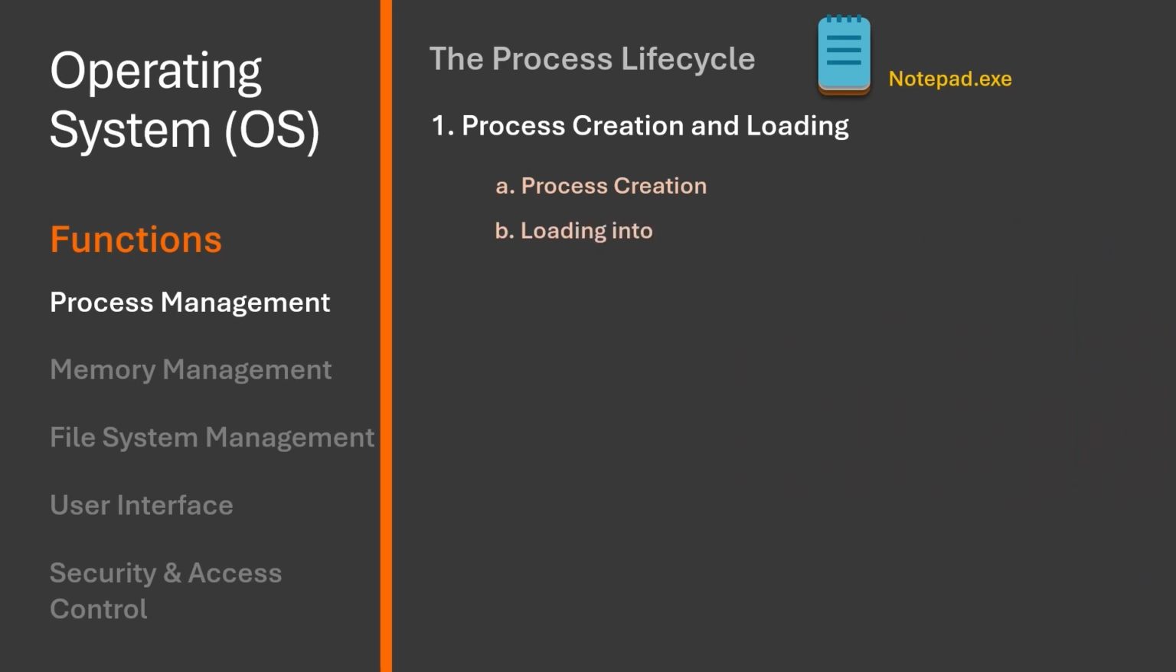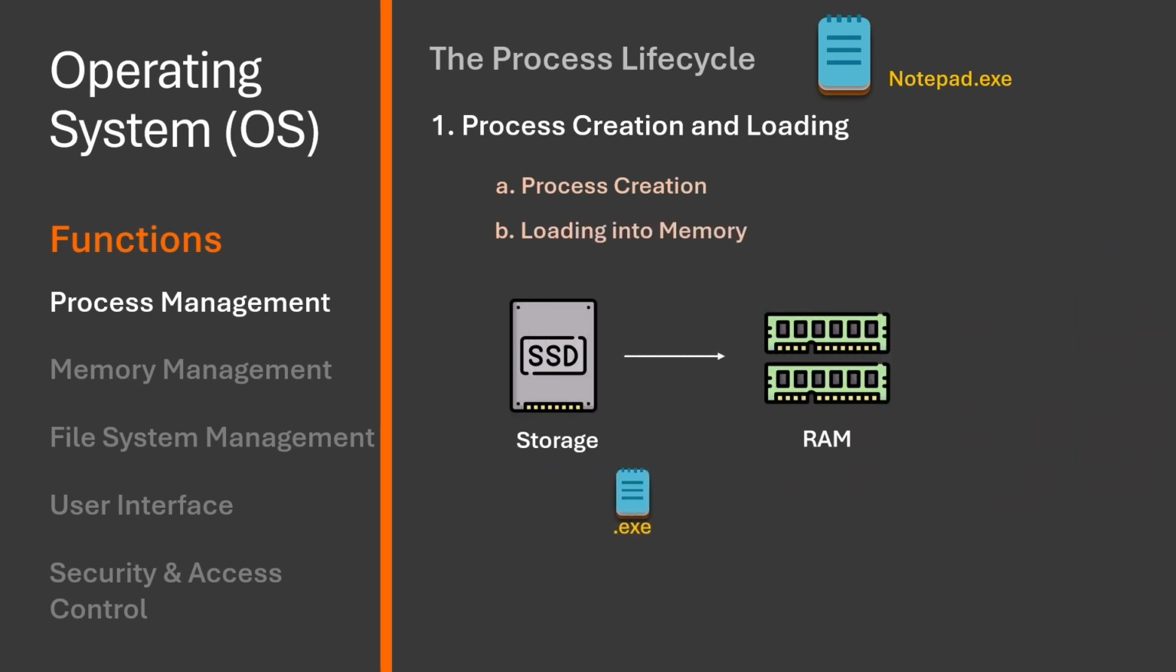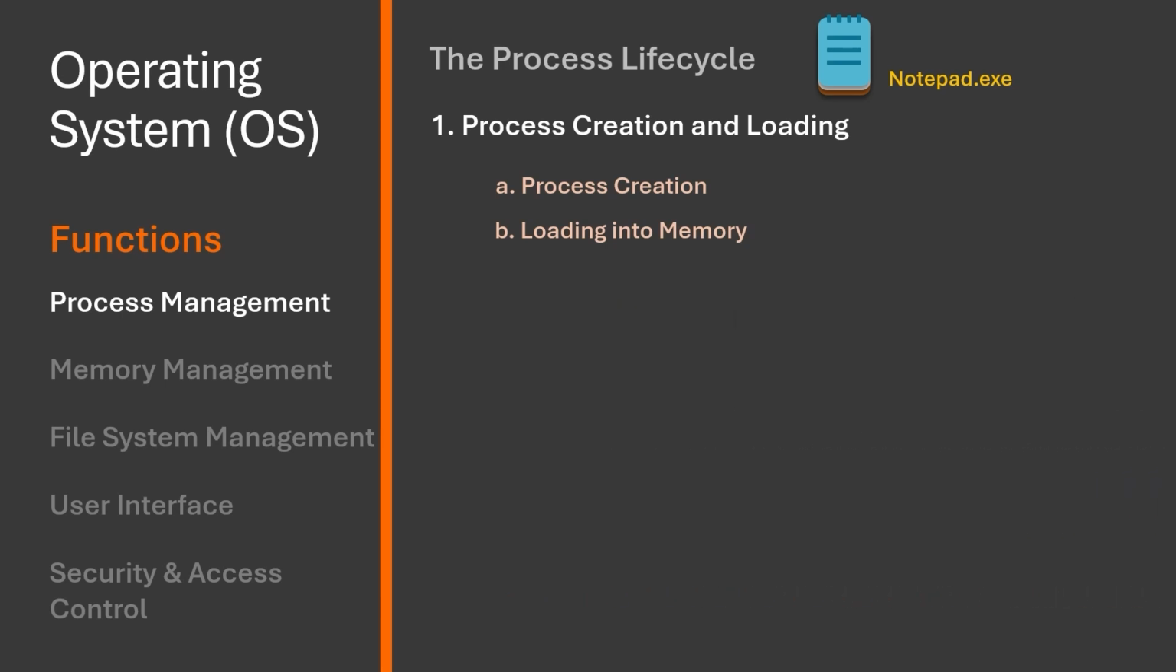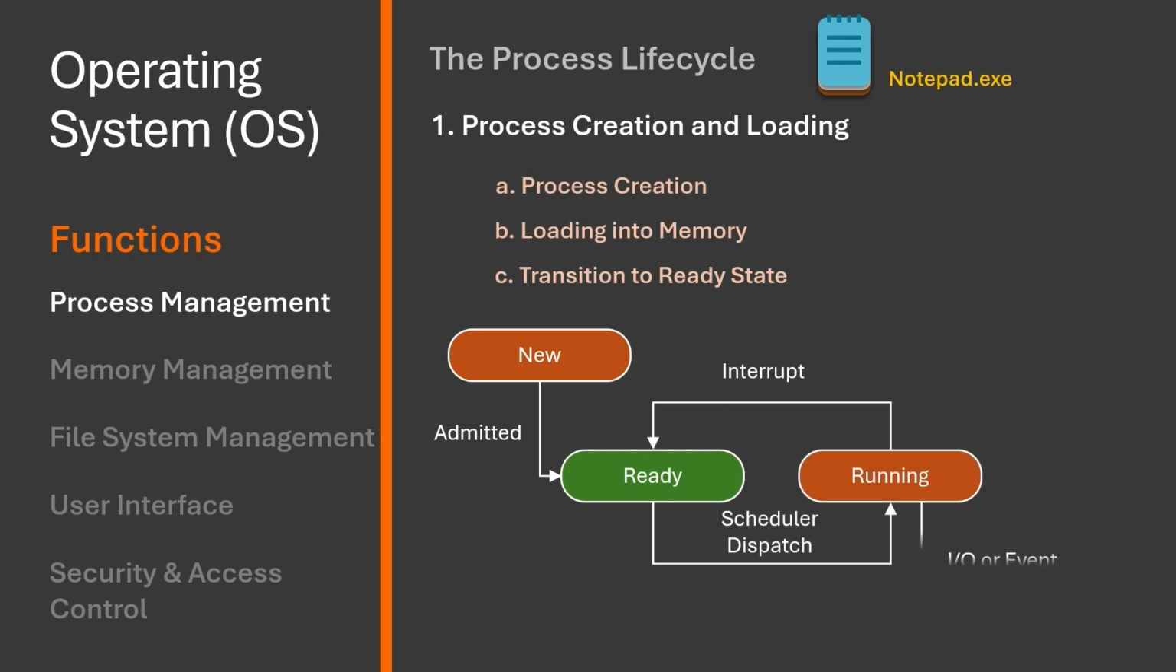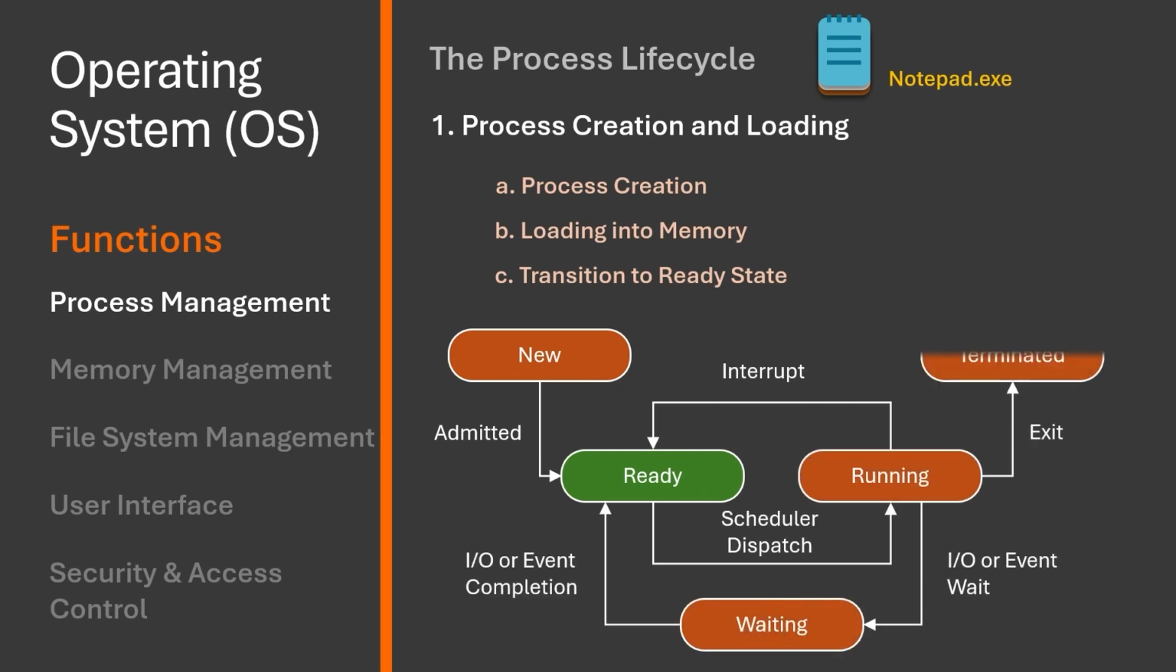The Notepad program's executable file is loaded from storage into the system's main memory, which is the RAM, short for random access memory. Shared libraries or dependencies required by Notepad are also loaded into memory. Once the process is loaded, it transitions to the ready state where it waits for CPU time. The figure on the screen shows the rest of the states that a process can exist in.